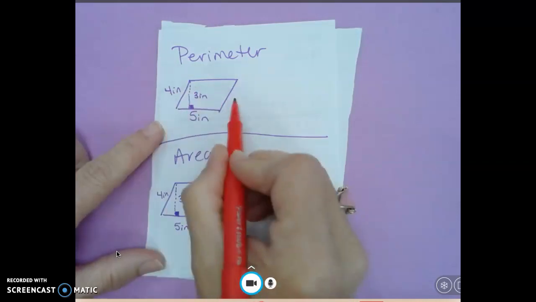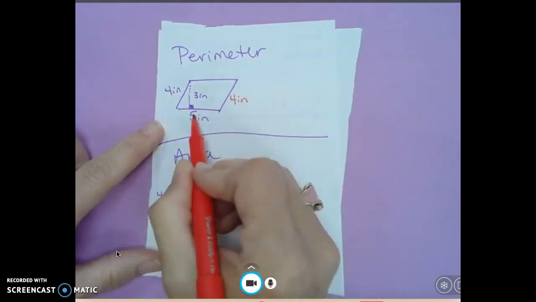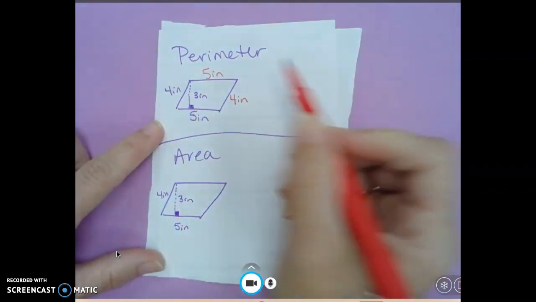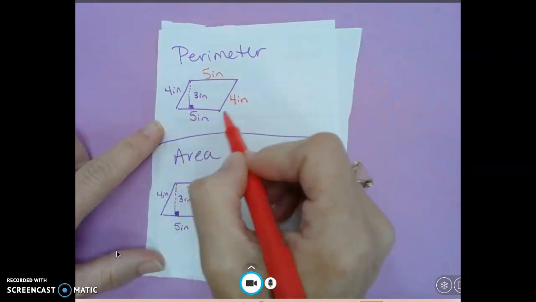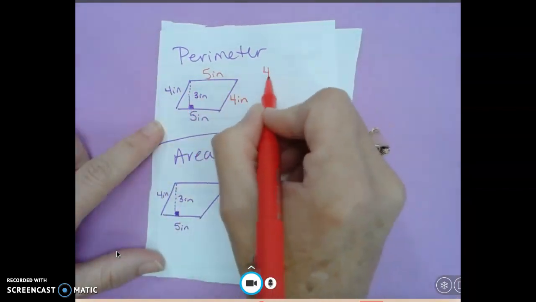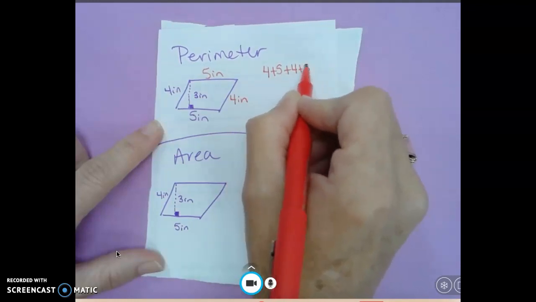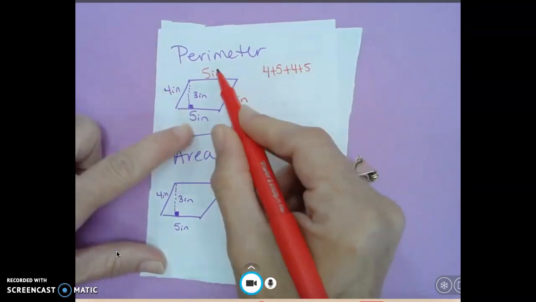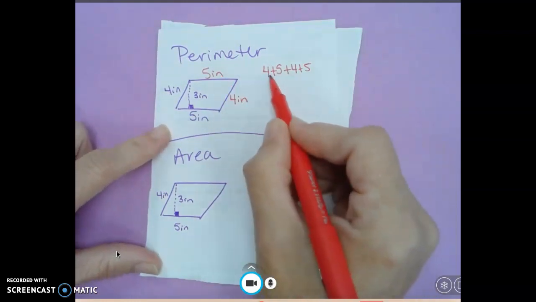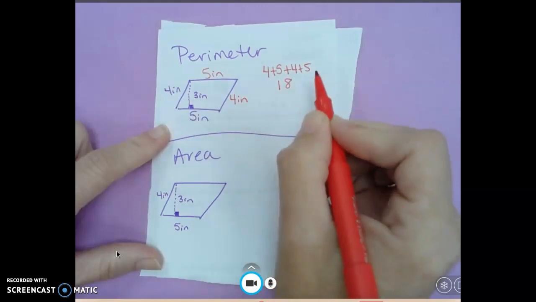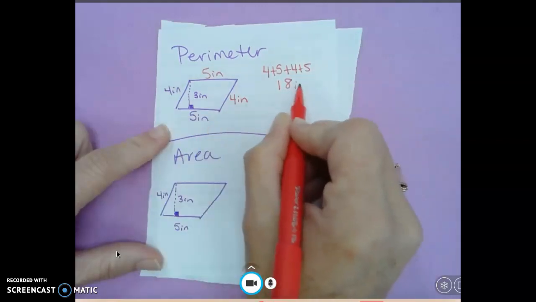So if this side is 4 inches, this side is going to be 5 inches. So again, all we have to do is add up all of these sides. So 4 plus 5 plus 4 plus 5. We got both of our 4's and both of our 5's. And when we add up all of those numbers, we are going to get 18. And that is inches, so we need 18 inches.